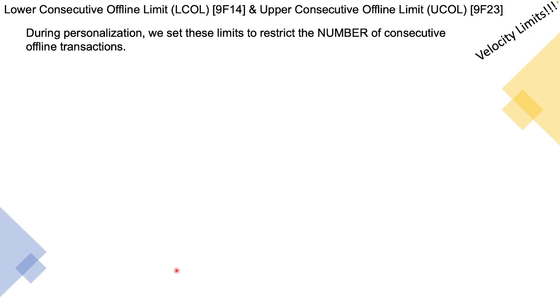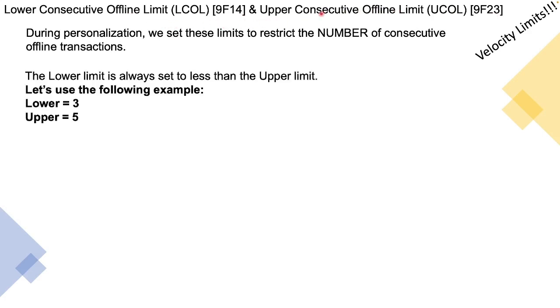Okay. So during personalization, we set these limits to restrict the number of consecutive offline transactions, right? So right now we're speaking of the lower consecutive offline limit, which we call LCOL, tag 9F14, and upper consecutive offline limit, which is UCOL, and it's 9F23. Okay, and these are velocity checks, right? We're counting the velocity, we're counting the number of transactions. The lower limit is always set to a value less than an upper limit.